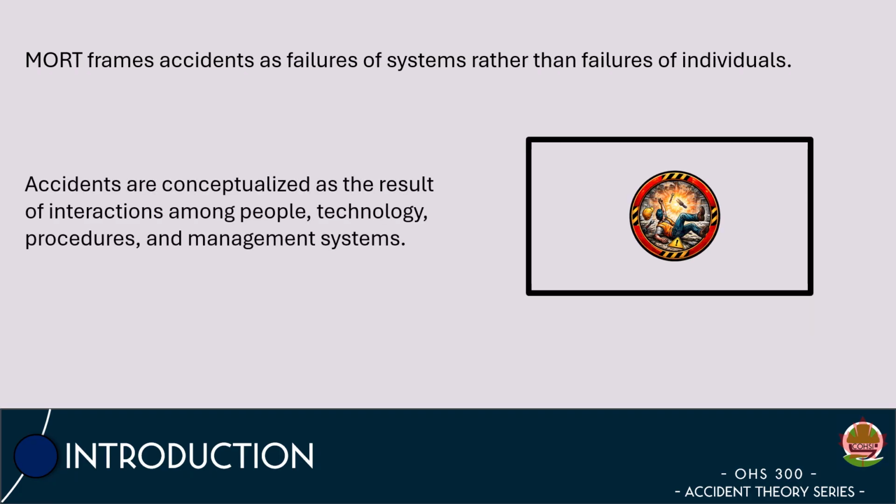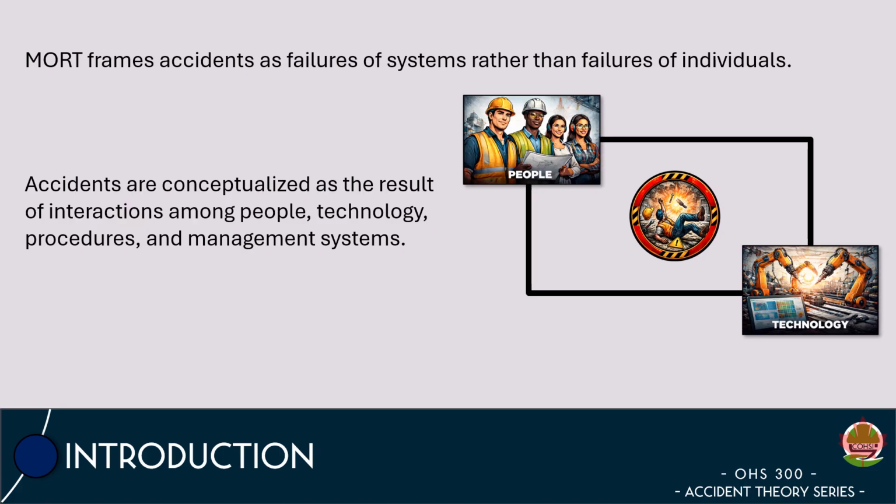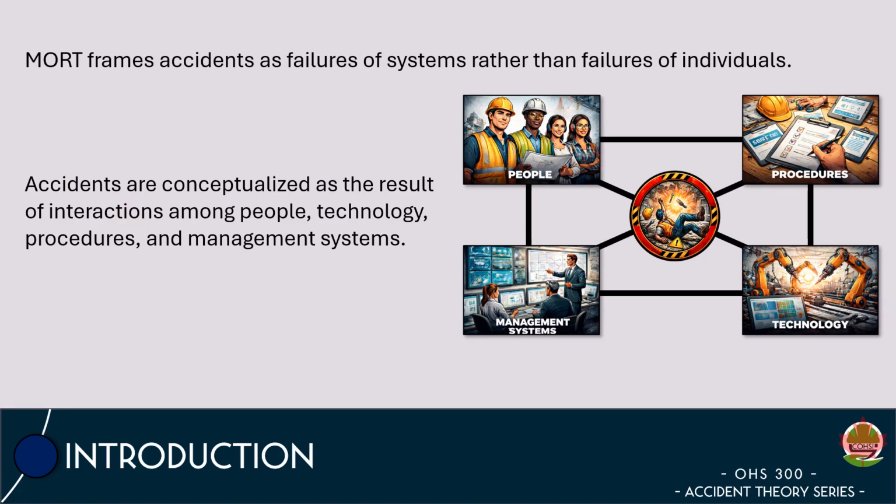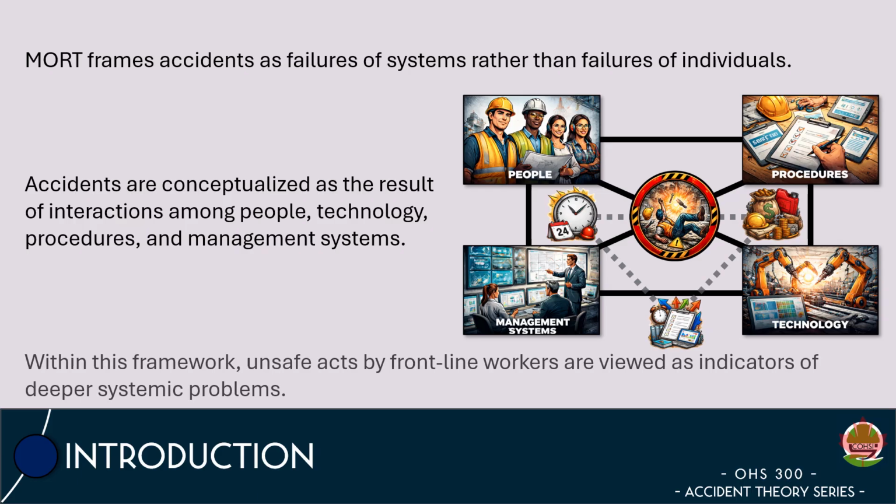Johnson framed accidents as the outcome of interactions between people, technology, procedures, and management systems, all operating within constraints such as time, resources, and competing organizational priorities. From this viewpoint, unsafe actions by frontline workers are symptoms of deeper systemic weaknesses rather than root causes in themselves.